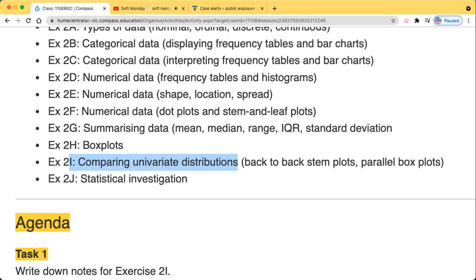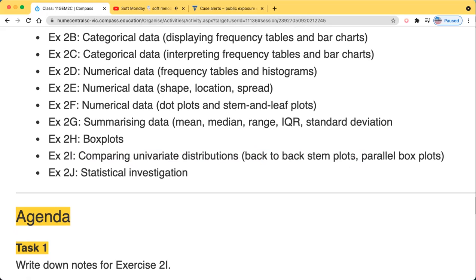Okay. So we will be comparing univariate distributions. That includes back-to-back stem plots. So when we do stem and leaf plots, we don't just have to do it branching off to the right and on one side. We can also do it to the left side as well. So it can include both sides. And parallel box plots, we don't just have to use one box plot, we can do multiple box plots, okay?